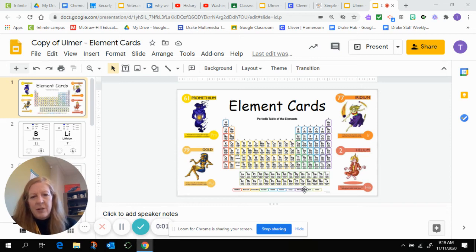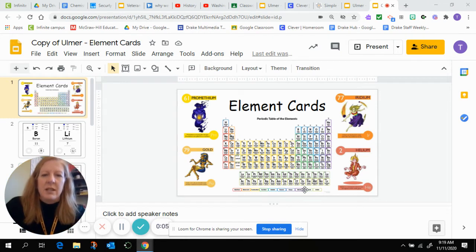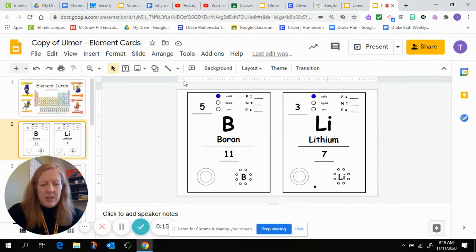Hi, ladies and gentlemen. I wanted to go through and give you a little tutorial on how to do the element cards assignment if you were not present or you're working on it at home. So first of all, in the element cards, you're going to go to card number 2. Okay, we're starting there, and I want you to start on the left-hand side.